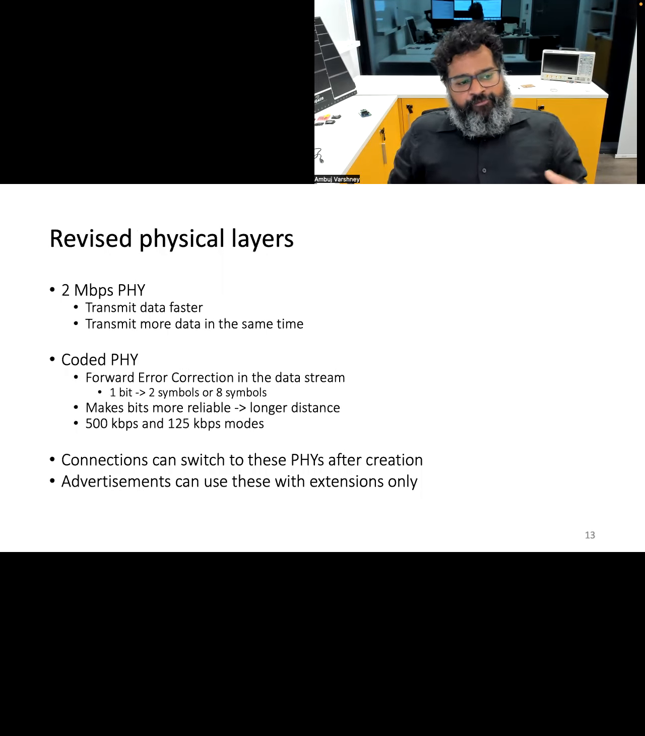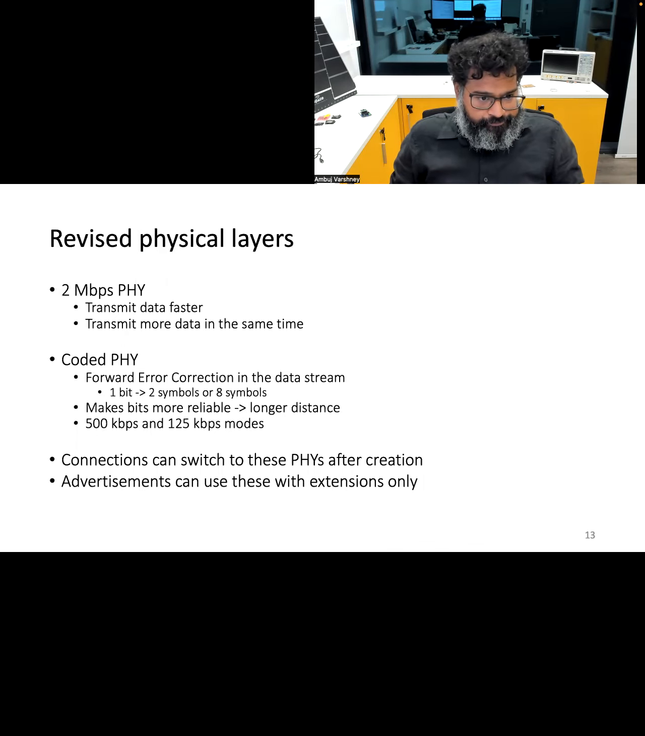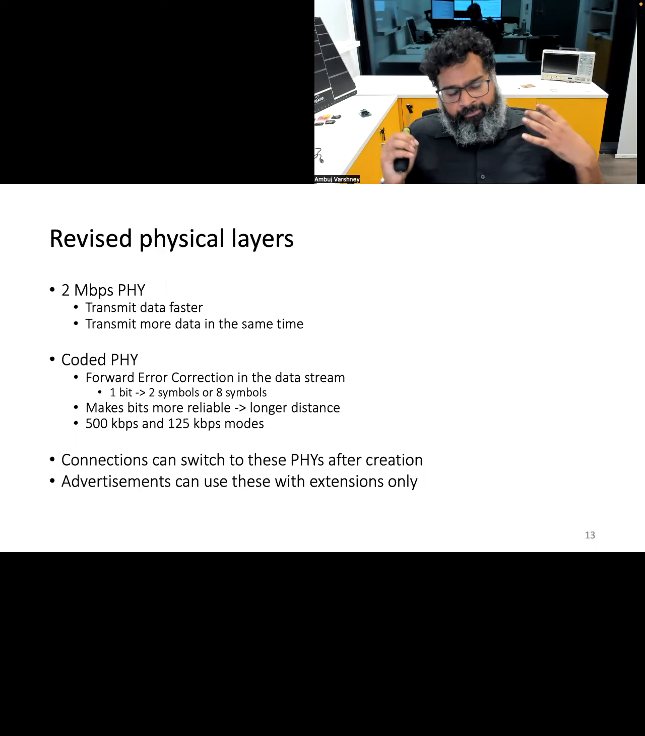If you look at, for example, the physical layer, it now supports a much higher data rate. The base bit rate for the physical layer has been improved to 2 megabits per second, and it allows you to transmit more data within the same time period. In addition, it has introduced something called coded PHY, where forward error correction and a spreading mechanism allow you to achieve a much higher transmission range and reliability compared to classical Bluetooth. Because of this coding, the data rate goes down to about 500 kilobits and 125 kilobits, but you are able to get a much higher communication range because of the benefits of the coding.